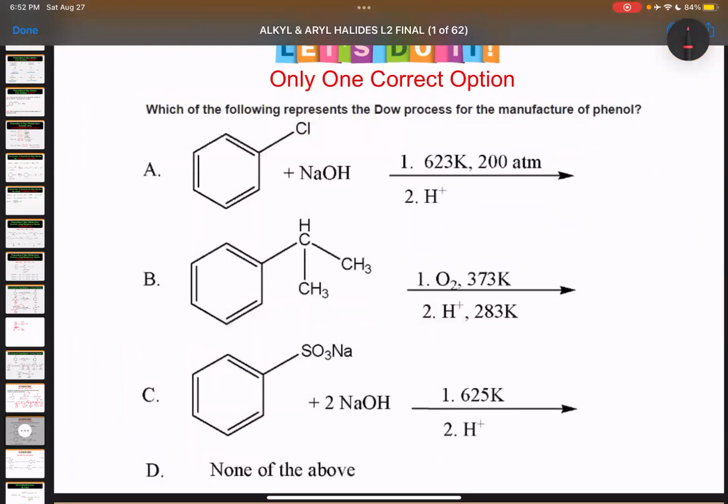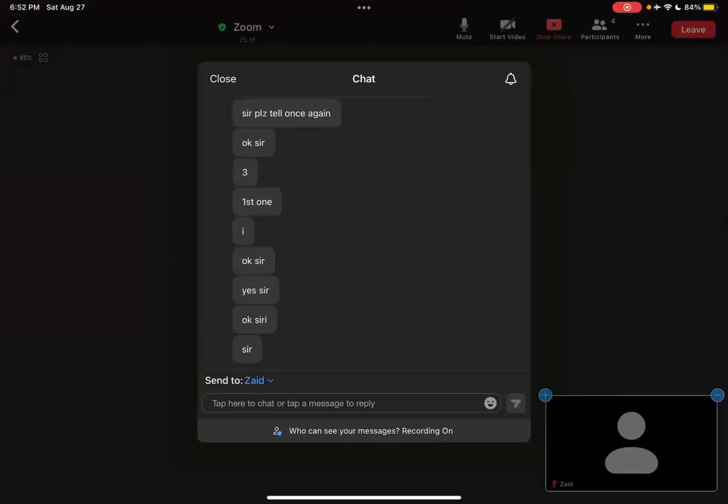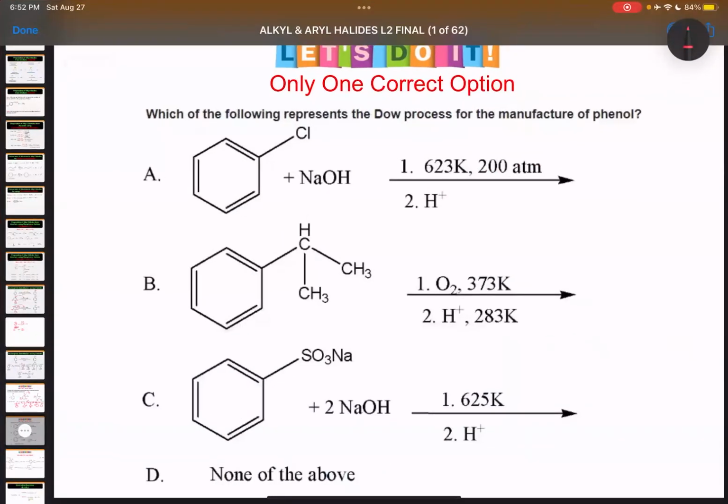You just need to remember the name, as this is a name reaction. Which of the following is going to be the method which is known as Dow's process for the preparation of phenol?